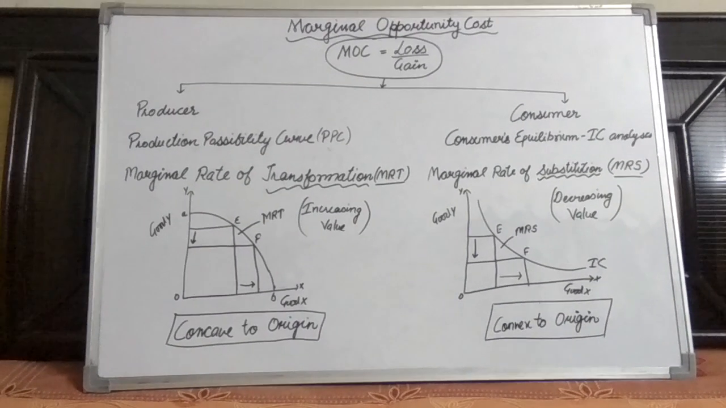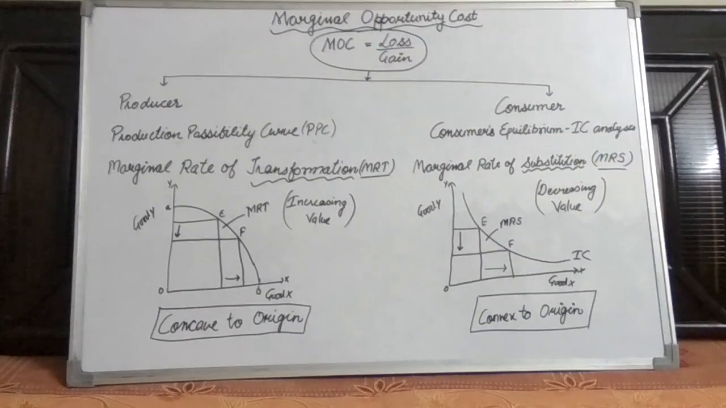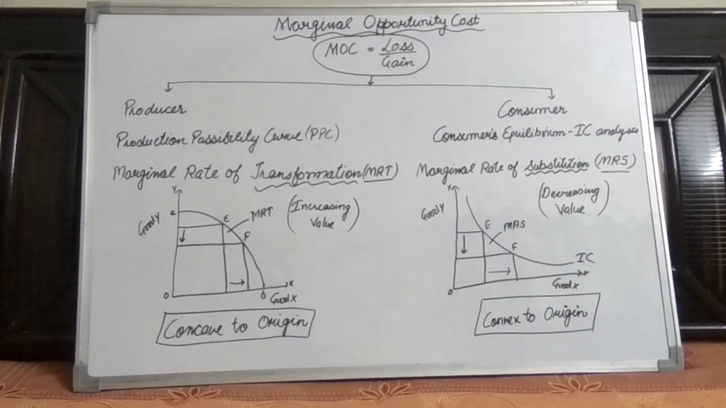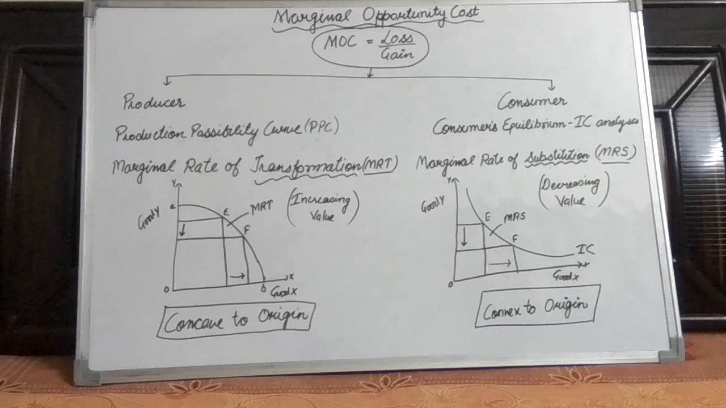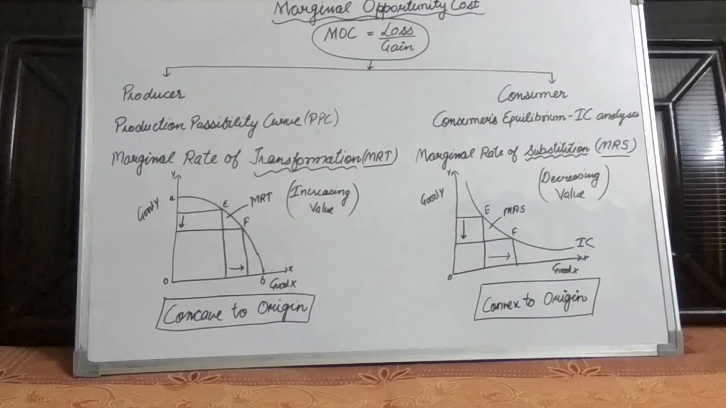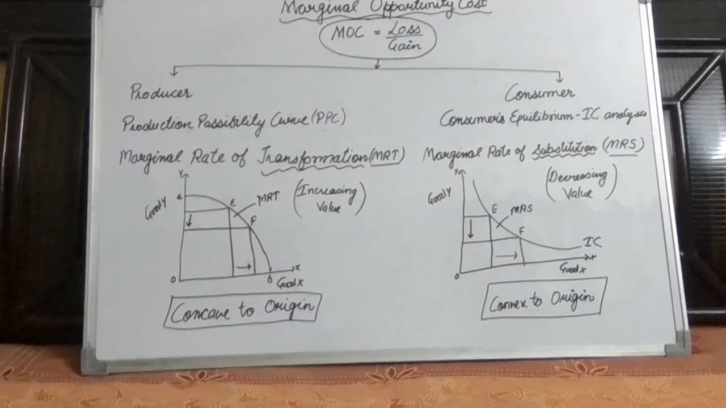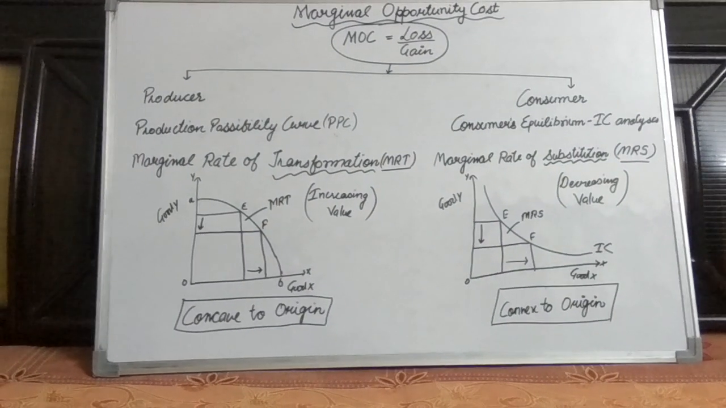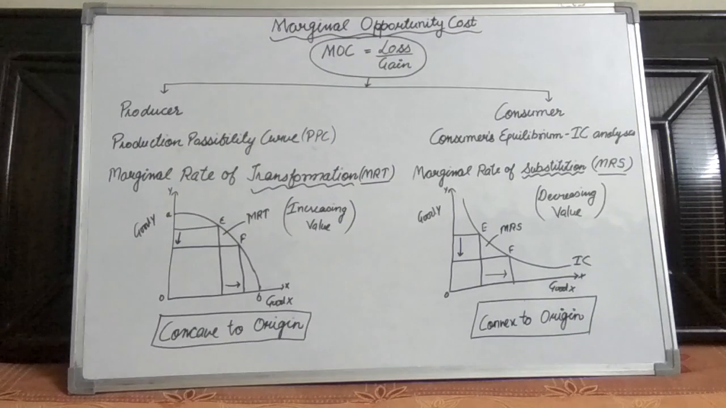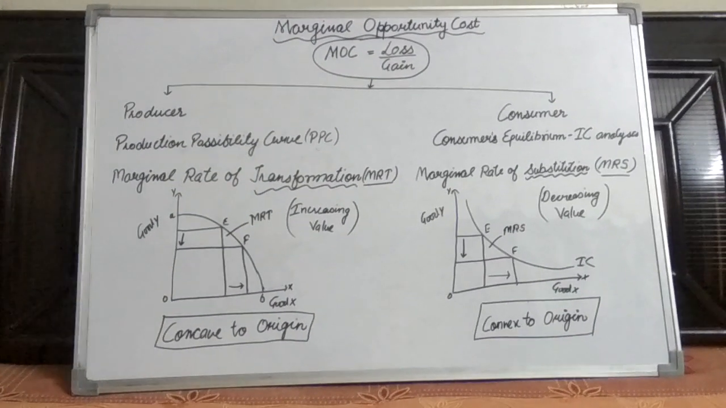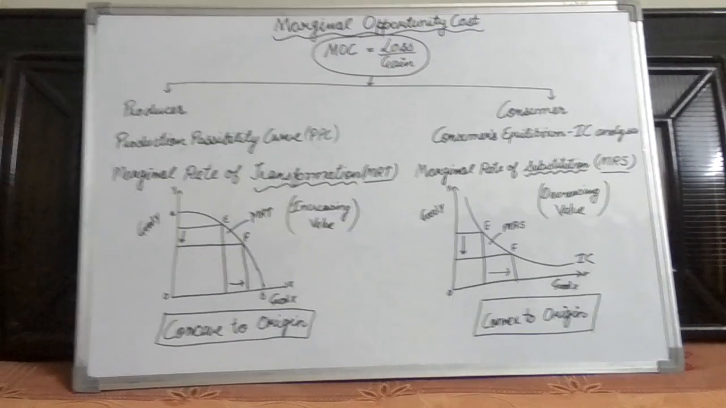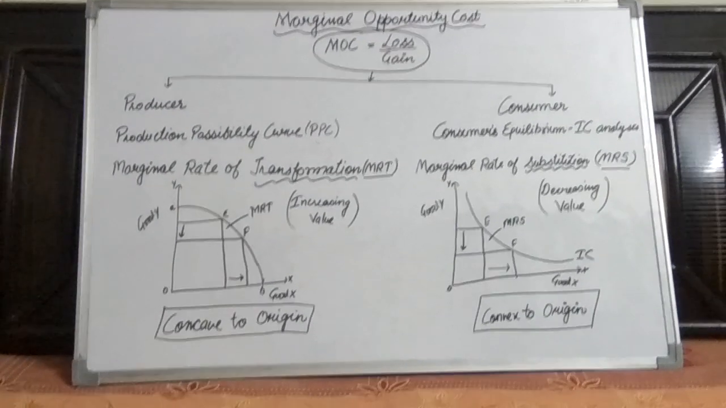And further, these two values have proved two different slopes of the curve, as in case of PPC it is concave shape, and in case of IC it is of convex shape, because the value of MRS keeps on decreasing in case of IC, and in case of PPC the value of MRT keeps on increasing. So whenever you have to solve these numericals or plot the values on a graph as per the result, you can plot the values on the graph.